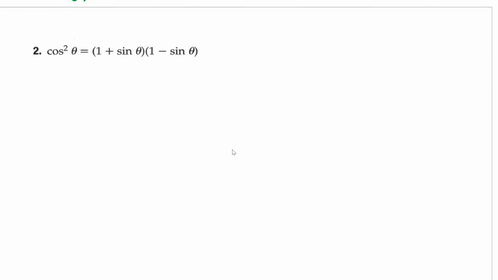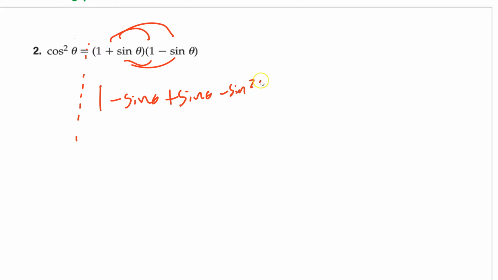Next one. Look at this one. You're going to have cosine squared equals (1 plus sine)(1 minus sine). Remember the thing I like to do, if you see something like this, distribute. So let's do this. 1 minus sine theta, plus sine theta, minus sine squared theta. The middle two cancel, and I get 1 minus sine squared theta.